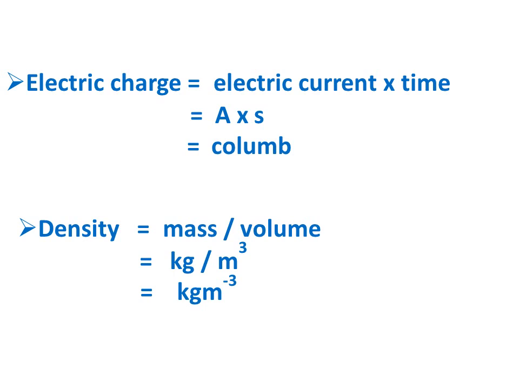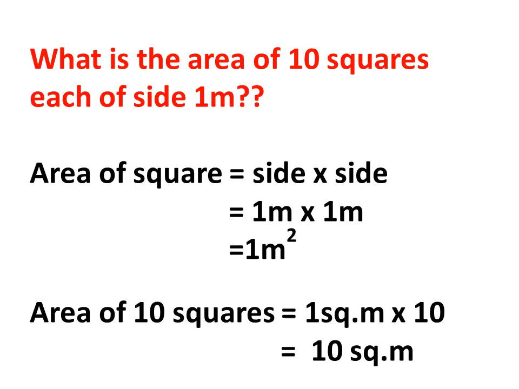Now we shall see a problem. What is the area of 10 squares each of side 1 meter? As given, area of a square is side into side. Therefore, the side is 1 meter. So, 1 meter into 1 meter gives 1 meter square or 1 square meter.